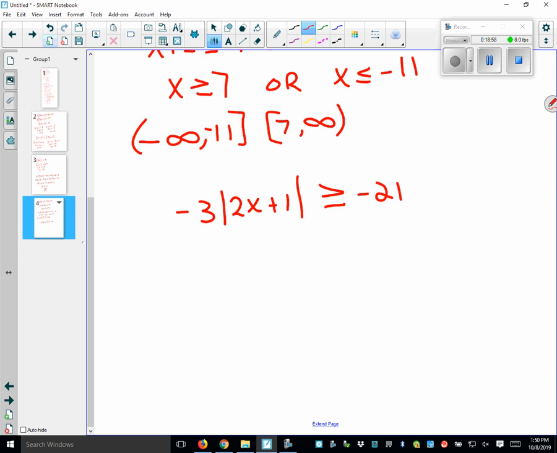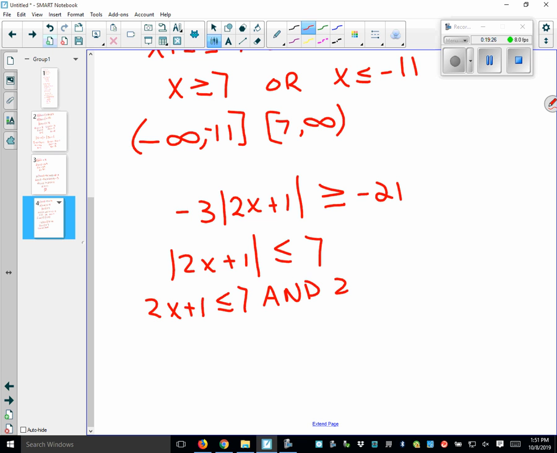All right. What do I have to do? And what happens when I divide by negative 3? Less than or equal to 7? So what does that make this one? And or? And. So 2x plus 1 is less than or equal to 7, and 2x plus 1 is greater than or equal to negative 7. You all know how to do this? Yes. Of course. Okay, good. So 2x is less than or equal to 6. X is less than or equal to 3. Right?